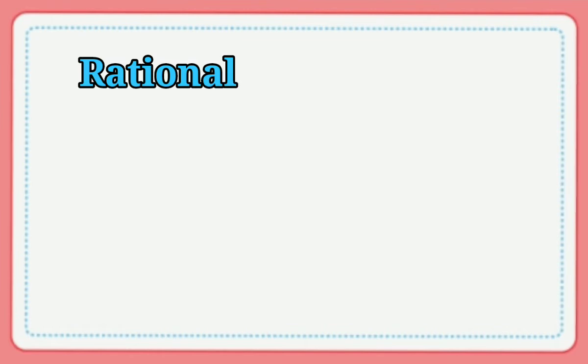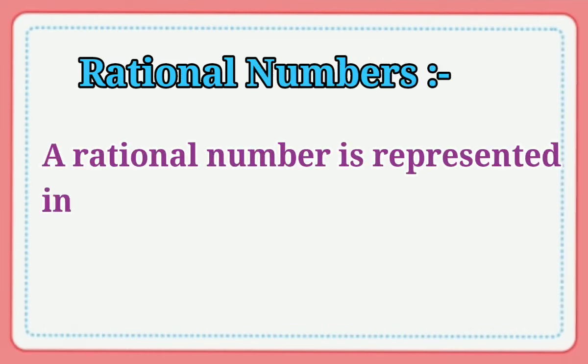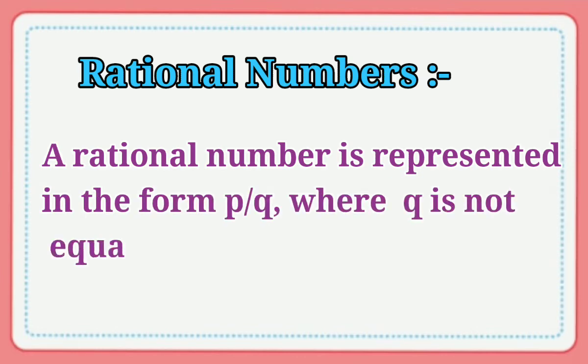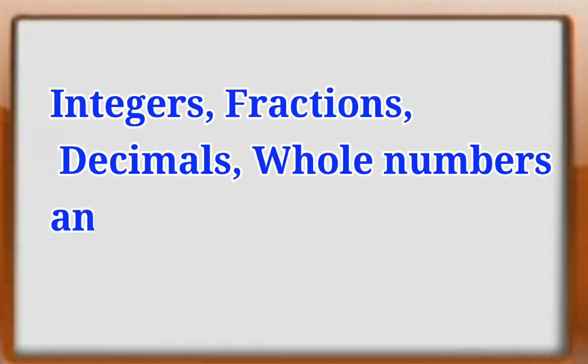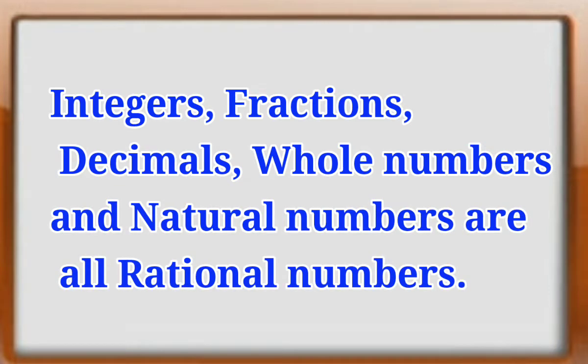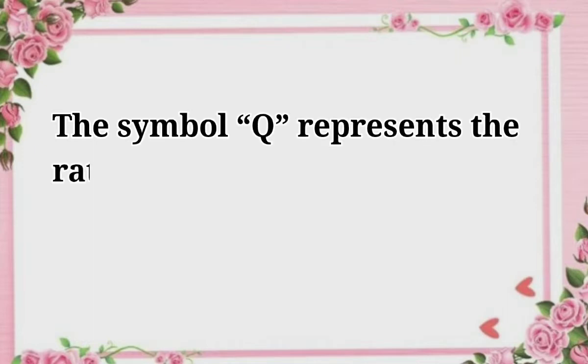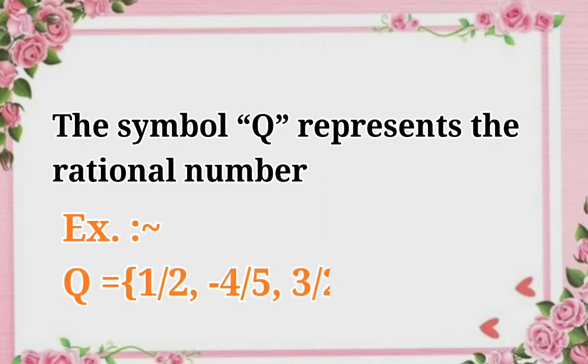Now we know about rational numbers. A rational number is represented in the form p by q where q is not equal to 0. Integers, fractions, decimals, whole numbers and natural numbers are all rational numbers. The symbol Q represents the rational numbers. For example, Q is equal to 1/2, -4/5, 3/2 and so on.